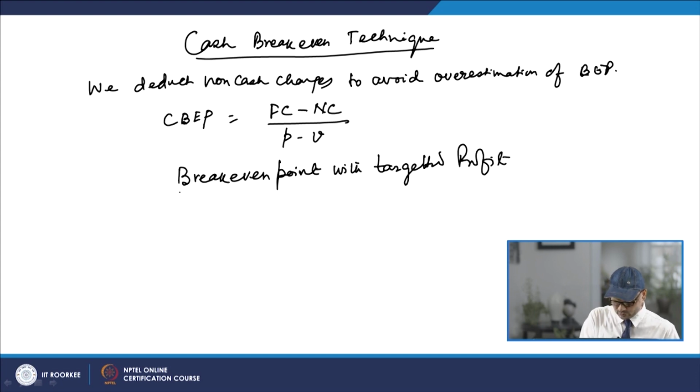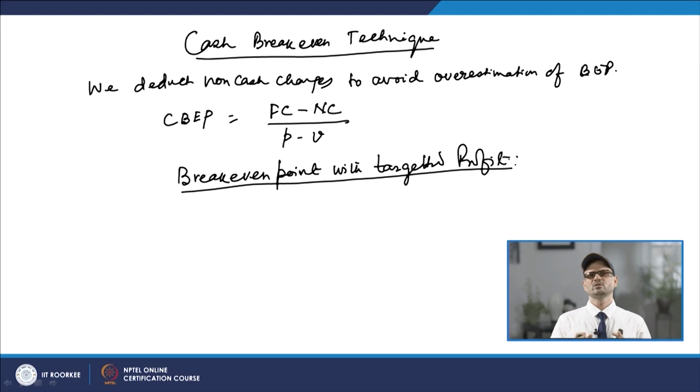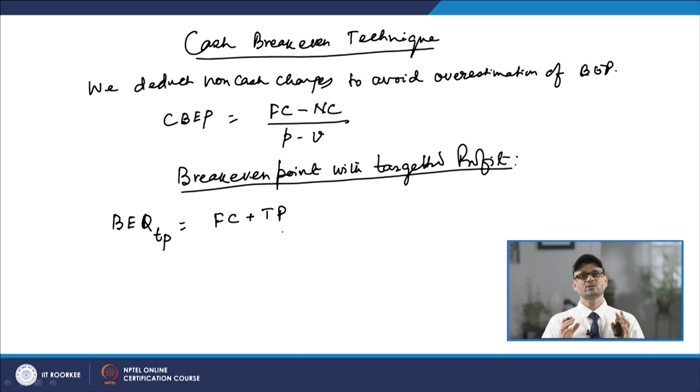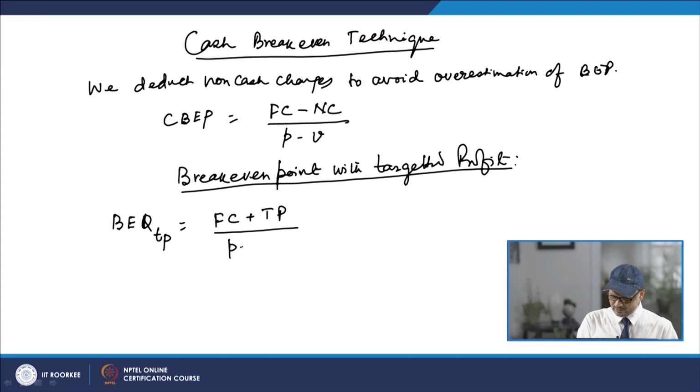So, many a times we deal with those cases where we think of having a certain profit in mind. So, that is your break even point with targeted profit, and in that case the break even quantity with targeted profit, we have to add the targeted profit, whatever we have thought of, and then that will be divided by P minus V. So, this will be known as the break even point.